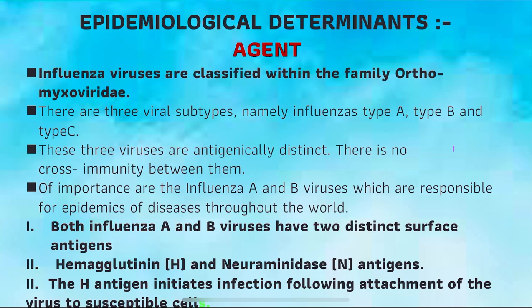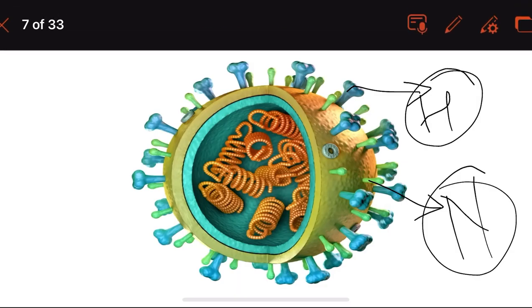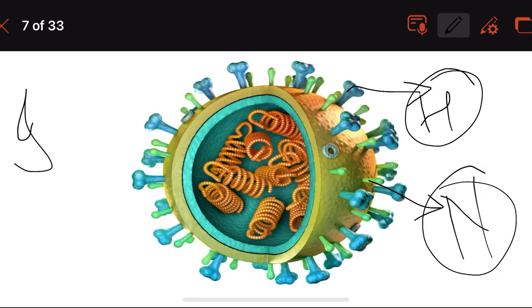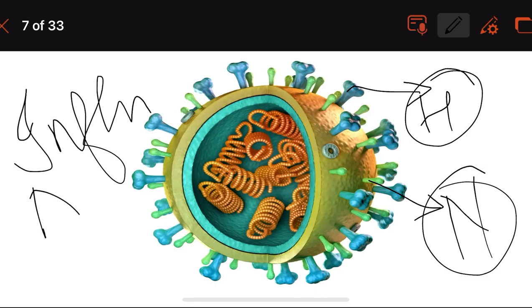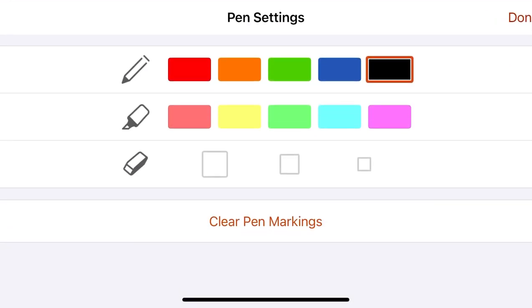The H antigen will initiate the infection following the attachment of the virus to the susceptible cell. So what is the function of this H antigen in the virus? This is the structure of the virus, right? We are discussing the influenza A virus. This influenza A virus has 2 antigens. What are the 2 antigens present on the surface? H antigen and N antigen. What is the function of this H antigen?